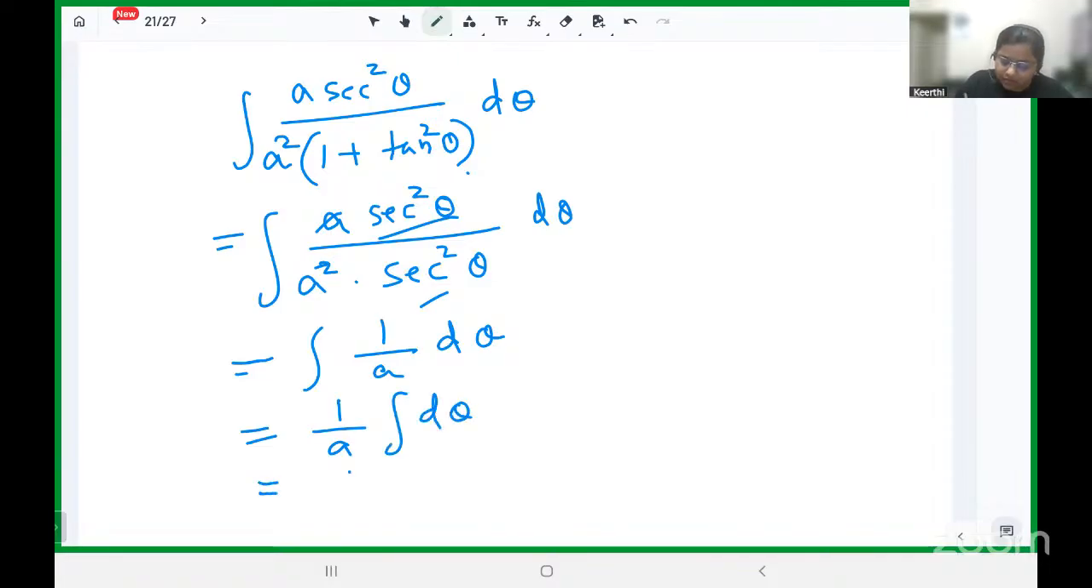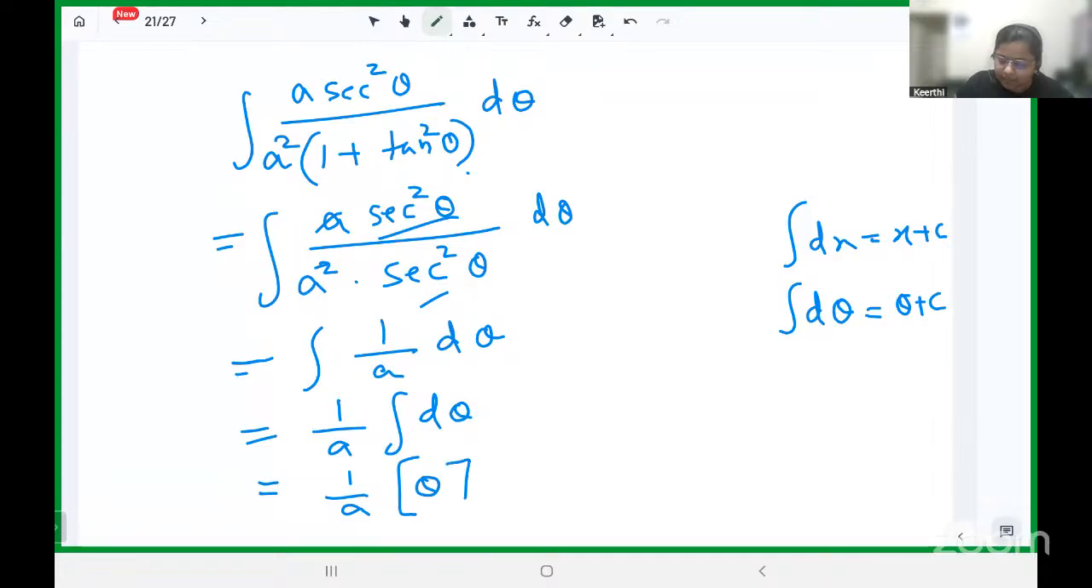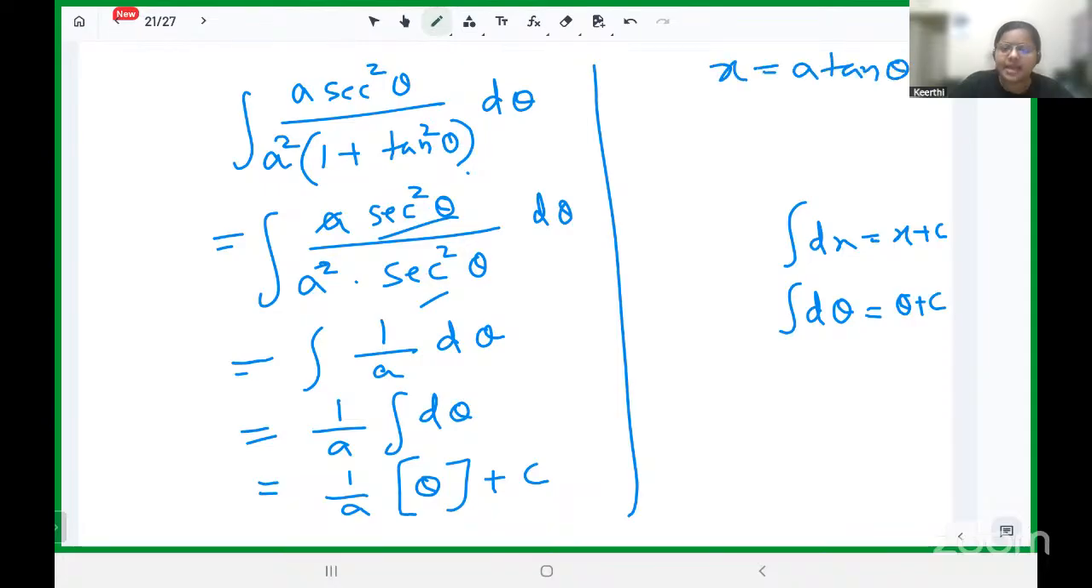Here we are integrating with respect to theta. So the integral of d theta is nothing but theta plus c. So this is equal to 1 by a into theta plus c. And what is this theta? We put x is equal to a tan theta in the beginning, isn't it? x is equal to a tan theta, so take this a to the other side.